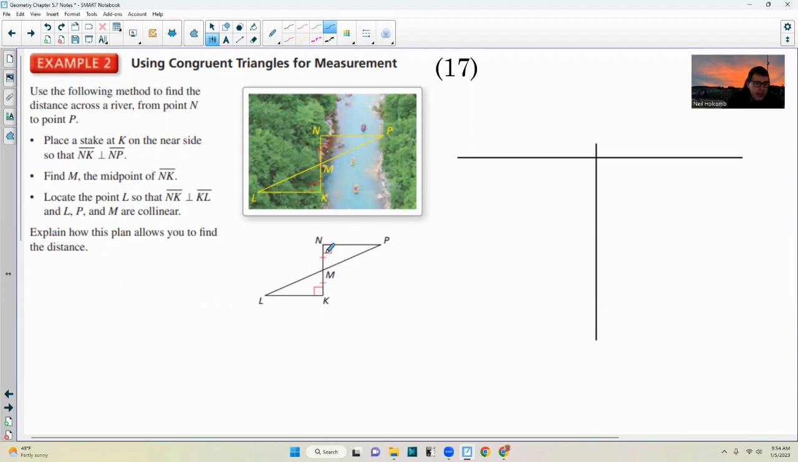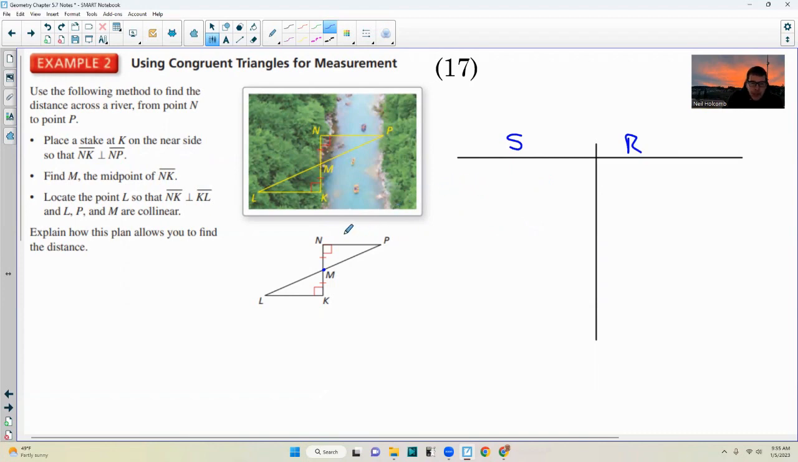The stake is here. It's perpendicular to the line that we want to draw from N over to P. And then out in the woods here, L, M, and P are collinear. M is the midpoint of NK, so NM is congruent to MK. So the first thing I would say is, we have statements and we have reasons. The book doesn't do it as a 2-part proof. They do it as a paragraph proof, but I'd prefer 2-part.